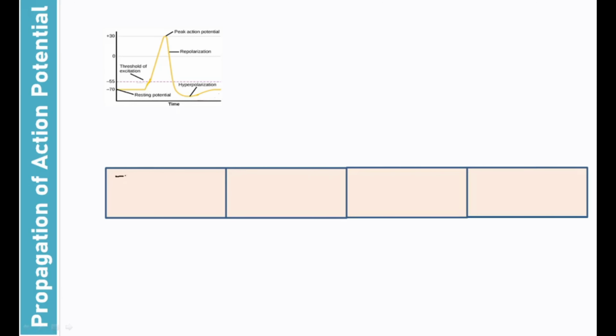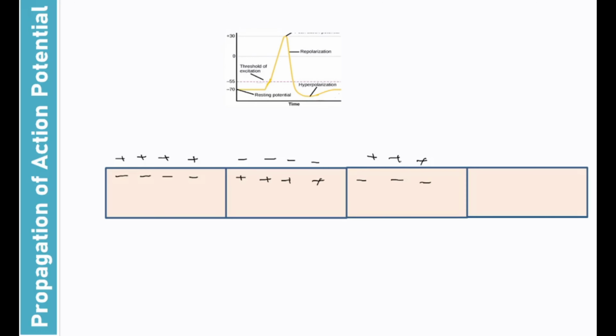So now in this segment, it is coming back to the resting membrane potential. But as this segment triggers the action potential for the next segment, here it is positively charged. So here now it is the resting condition. But in this segment we can find another action potential. Then when another action potential generates, it will trigger the next segment.